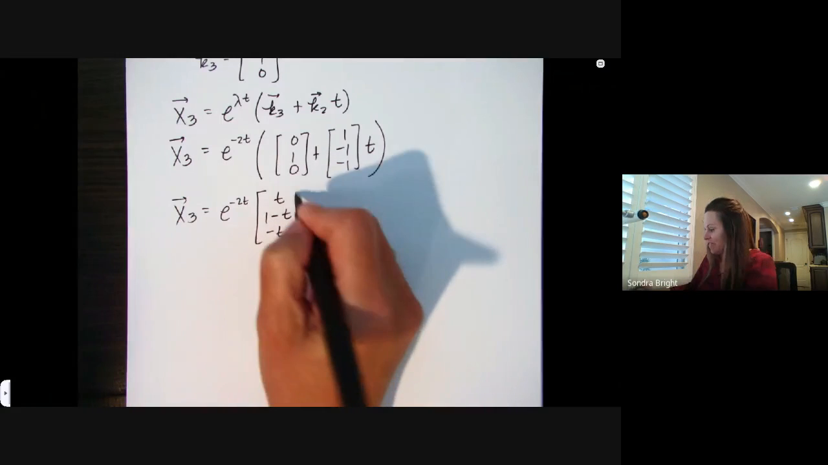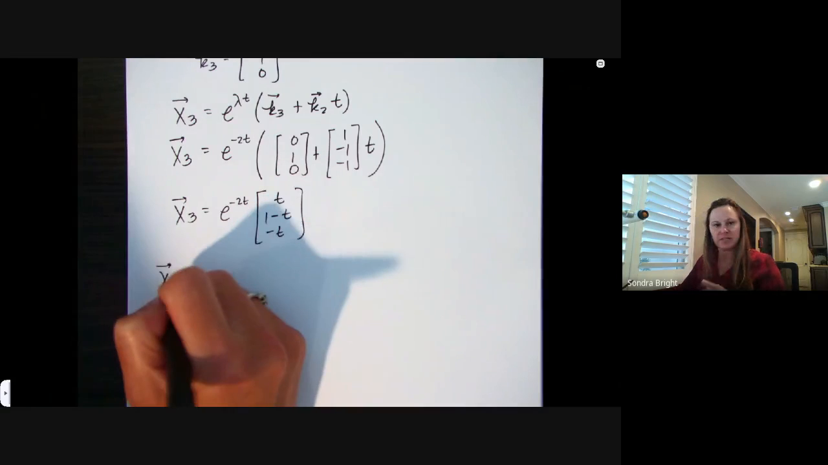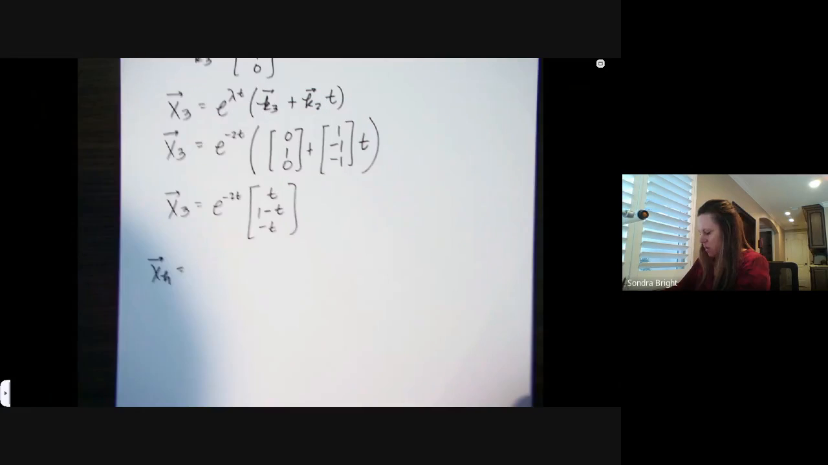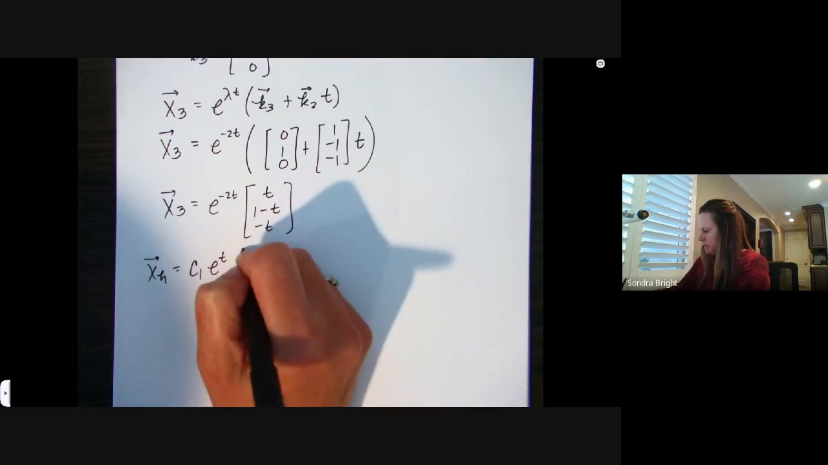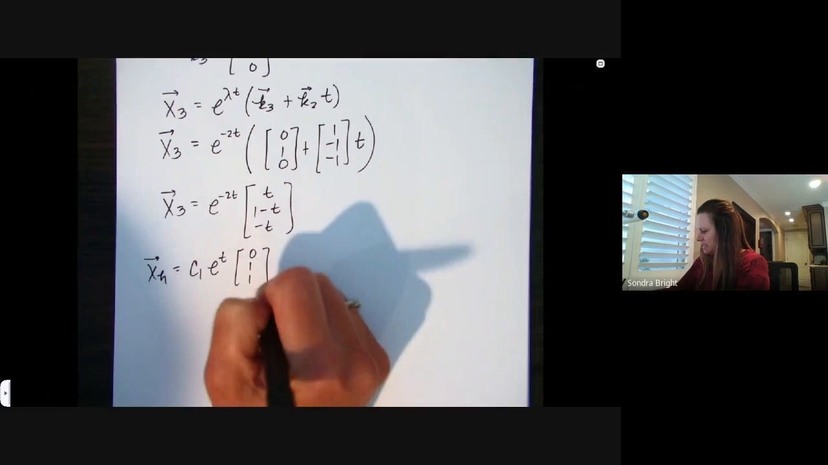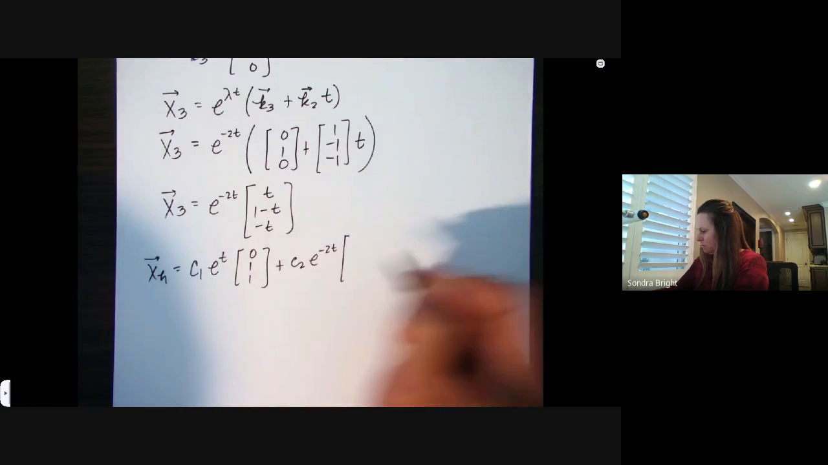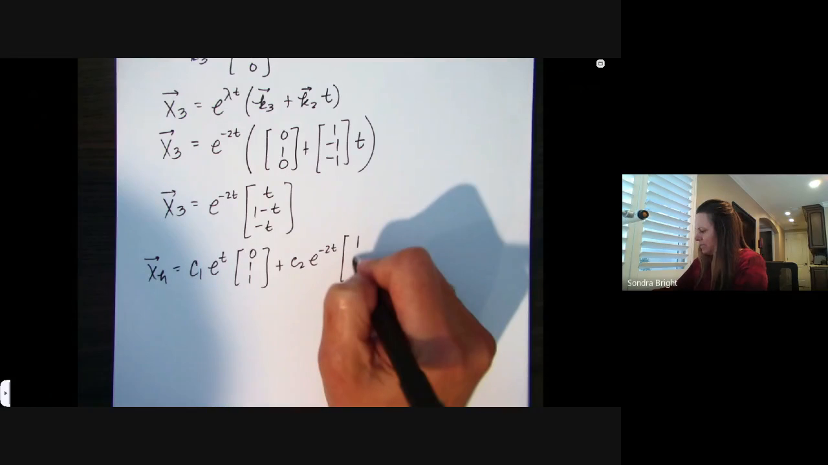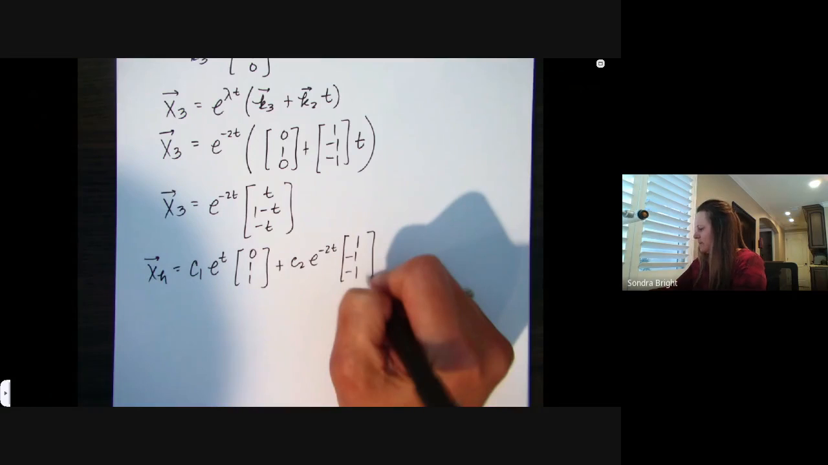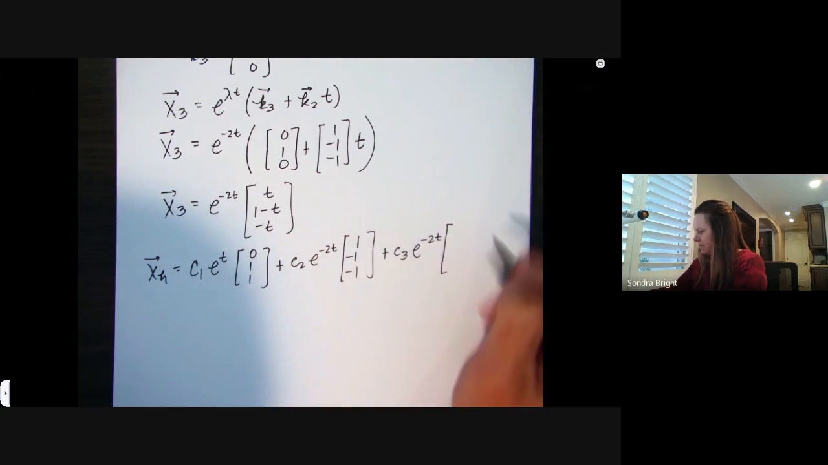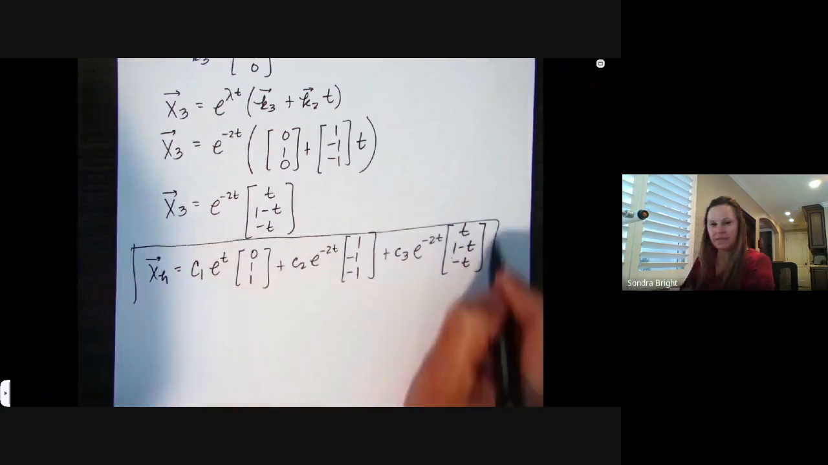And so your homogeneous solution is going to be the linear combination of x1, x2, and x3. So we have c1 times e to the t times 0, 1, 1, plus c2 times e to the -2t times 1, -1, -1, plus c3 times e to the -2t times t, 1 minus t, -t. And there you go. That's it.